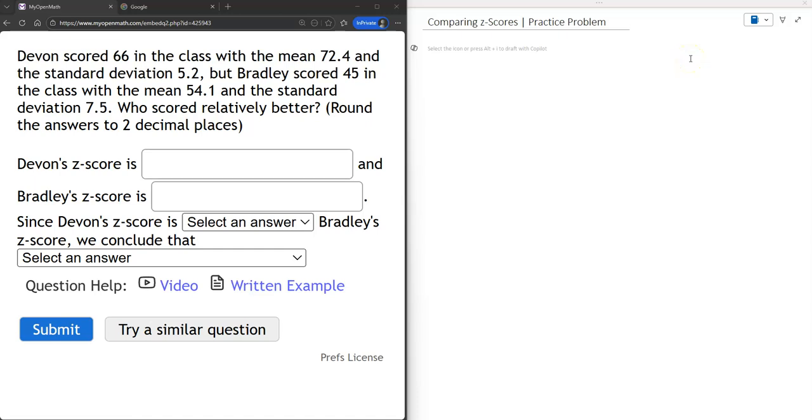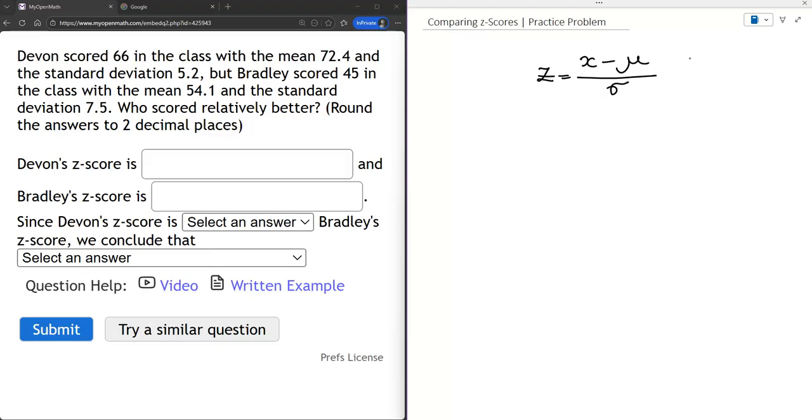In this tutorial, I'm going to show you how to compute and compare z-scores in the context of some application. And first of all, let's recall the formula for computing the z-score. We take an observation, we subtract the mean, and divide the difference by the standard deviation.